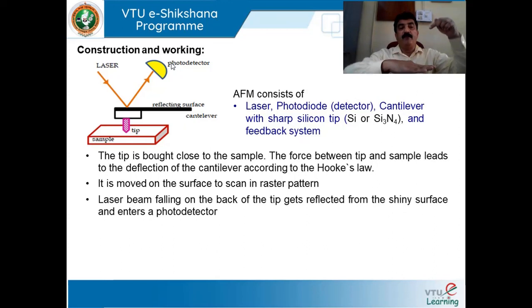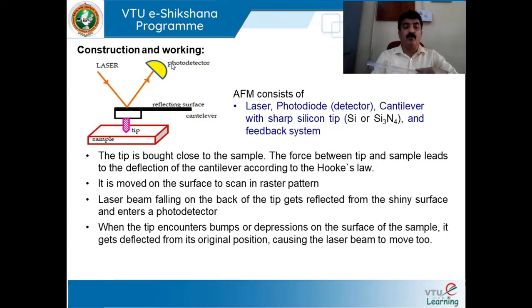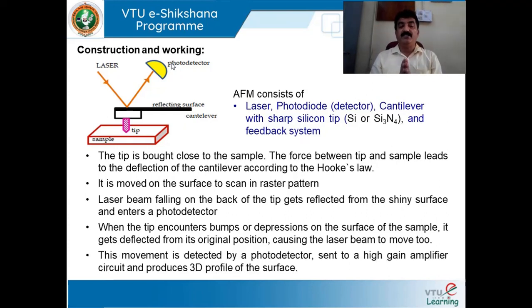Raster pattern. Laser beam falls on the back surface of the cantilever. It reflects, and then the reflected beam is detected by the photo detector. When the tip encounters a bump or depression, meaning a pit, on the surface of the sample, it gets deflected. This is what I already explained. Wherever there is a dip or hump, the beam vibrates like this. Accordingly, the reflected light also changes, and thereby it gives some data in the detector, and based on that data you can reconstruct the image of the surface of the substance. This movement is detected by the photo detector, and those signals are amplified, and thereby you can get a 3D profile of the entire surface.